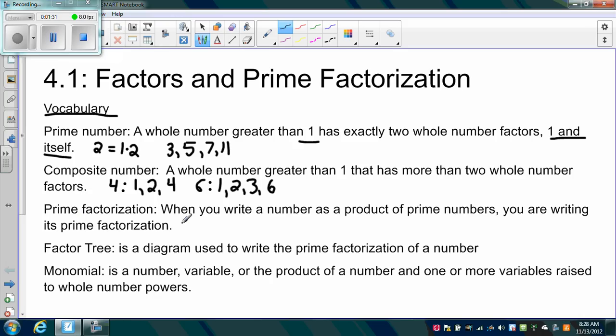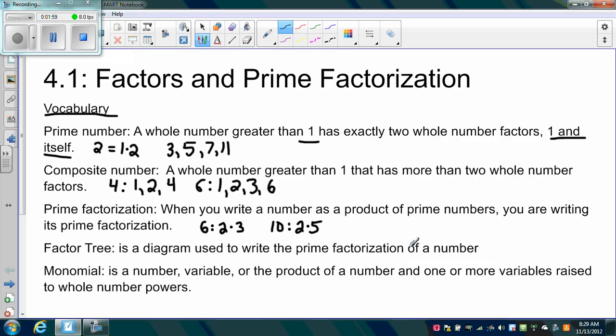Prime factorization is when you write a number as a product of prime numbers. So for example, instead of saying 6, we would say 2 times 3 because 2 and 3 are both prime numbers. Or instead of saying 10, you could say 2 times 5. So you're writing it out as a multiplication using only prime numbers.